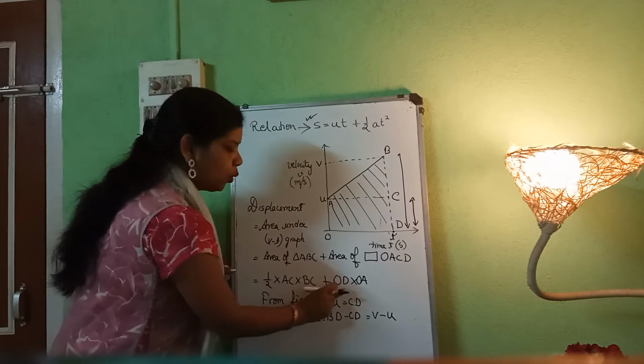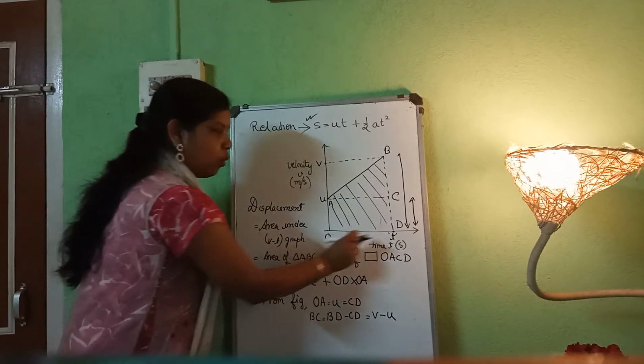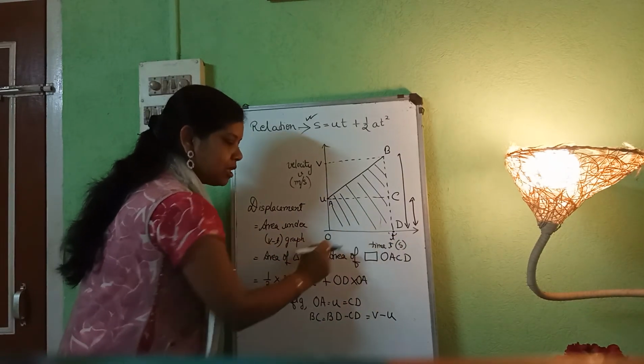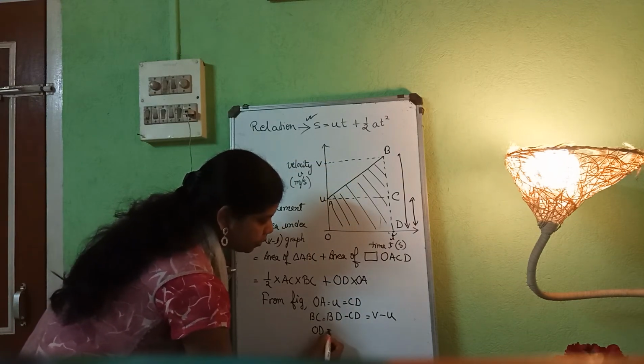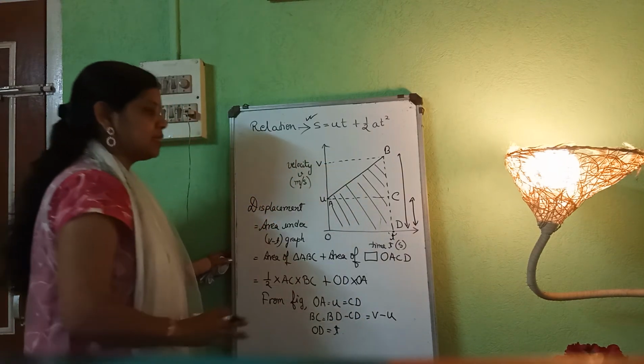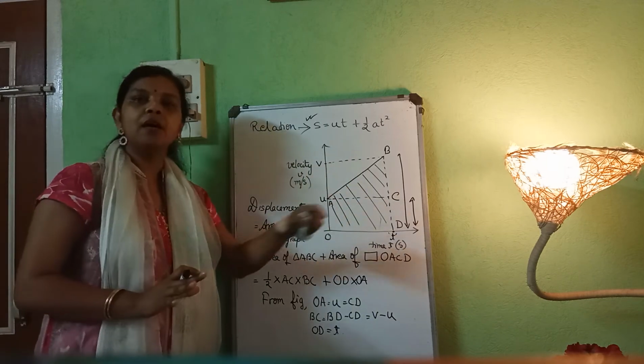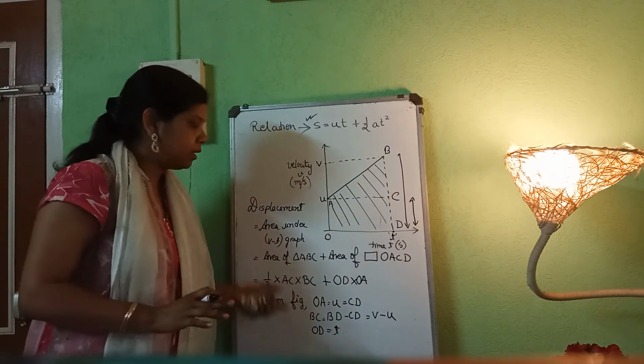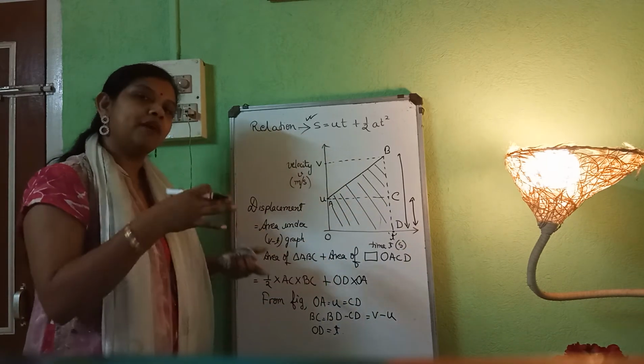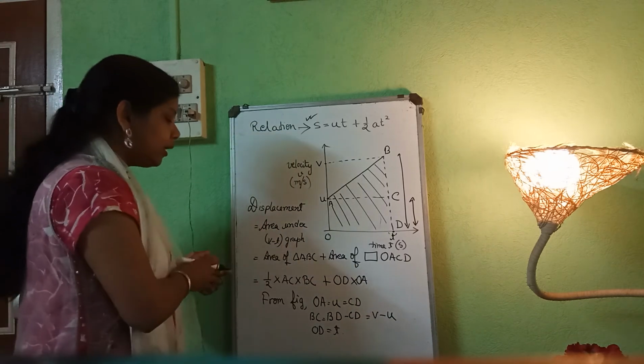Another term: what is OD? OD is time T. So I will write OD equals small t. These are the things we got from the figure, and this is the concept we have from previous knowledge. So we got the relations.